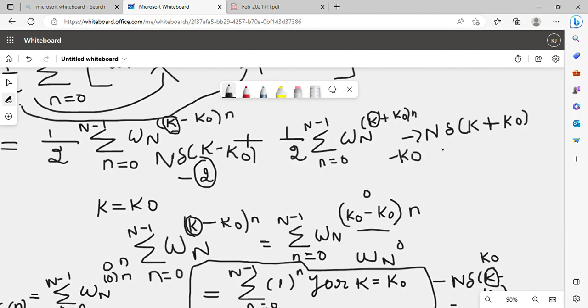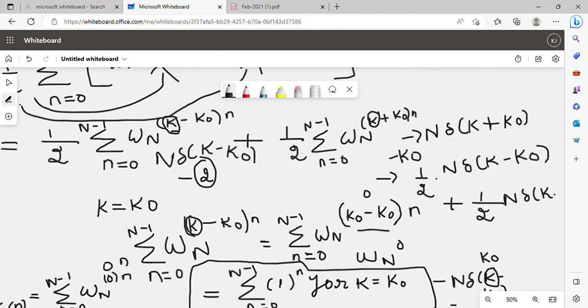Okay. So now the next step is that you have to take 1 by 2 into n delta of k minus k naught plus 1 by 2 into n delta of k plus k naught. Sorry, it is n delta, not gamma. So I can write it as equal to this.